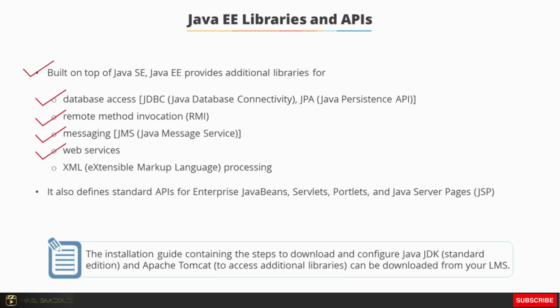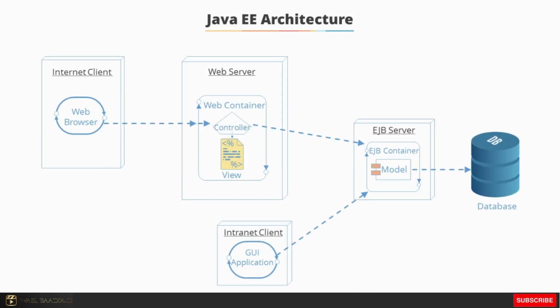There are also web services and XML processing. It also defines standard APIs for creating enterprise Java beans, server-side servlets, portlets, and server-side scripting with JSP. So here is how the enterprise architecture looks. We have a client which is connected via a web browser. It's connected to a web server. On the web server, we have our server-side code which is set up, which could be written in servlets or JSP.